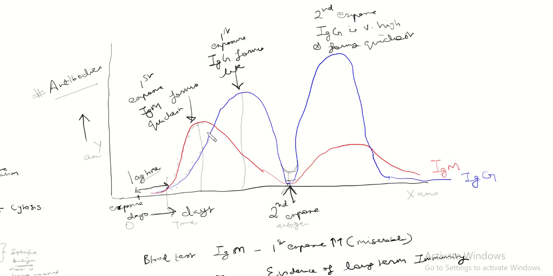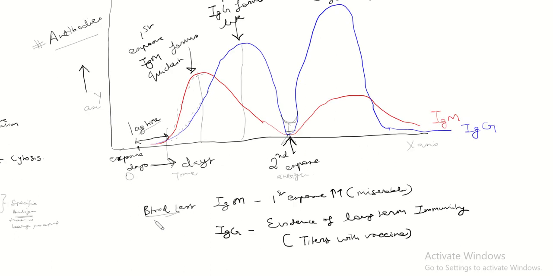Okay? So the way I think about it is, when we are drawing blood from a patient who's sick and is miserable, M, and has been exposed the first time, you're going to see more IgMs during the miserable phase or the acute phase of the disease. Over a period of time, their symptoms improve, they become not miserable, they become happier, and they form IgGs. This is evidence of long-term immunity.